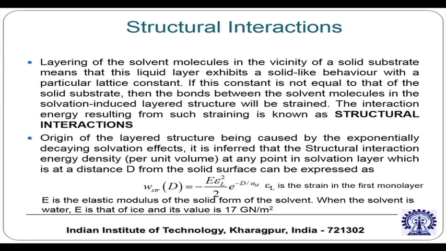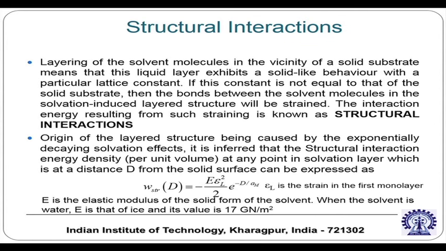So, we know that solids have a structure, and if they have a crystalline structure, they tend to assume a lattice constant. On the other hand, liquids do not have such a structure, but close to a solid, the liquids tend to assume a structure which is influenced by the structure of the solid. So, if the lattice constant of the liquid which is layering on the solid is not equal to that of the solid, then the bonds between the solvent molecules in the solvation induced layer structure will be strained. This is because of the mismatch of the lattice constant, and the interaction energy resulting from such straining is known as structural interactions.